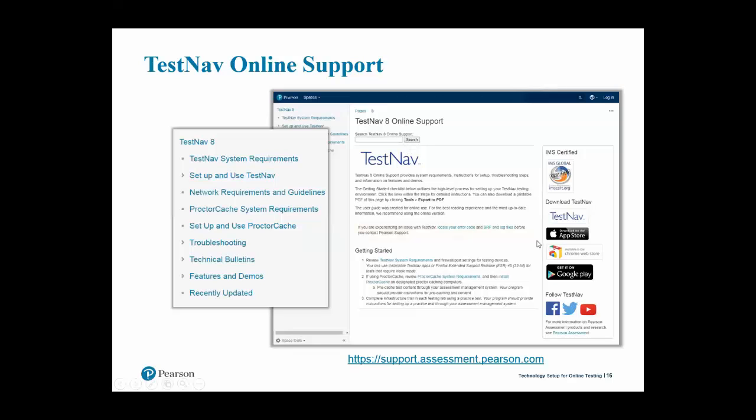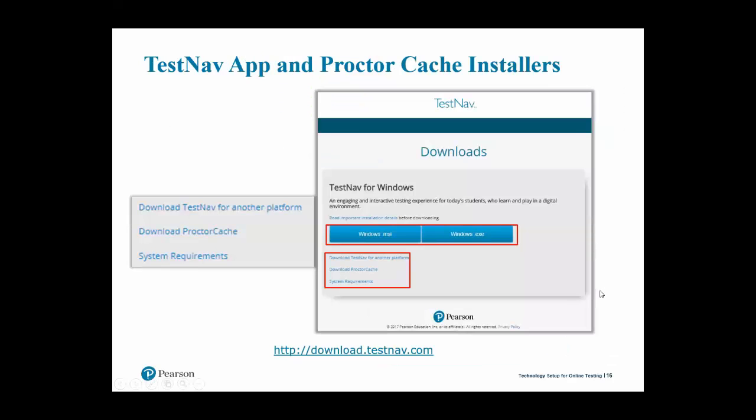And on the right-hand side of the screen, you'll notice here where TestNav can be downloaded from. And you can also download TestNav by going directly to the download.testnav.com site. So when you access that there, you'll be able to see that the download will appear for whatever device operating system that you're using. In this instance, it pulled up TestNav for Windows. So you'll see you have the different options of downloading the TestNav app. You can also download the TestNav app for another platform.